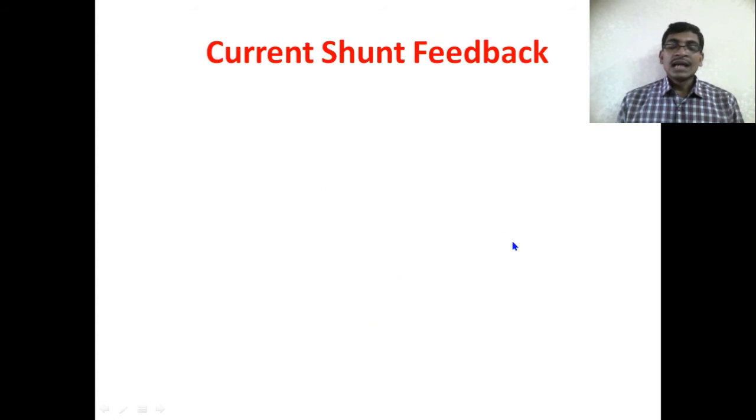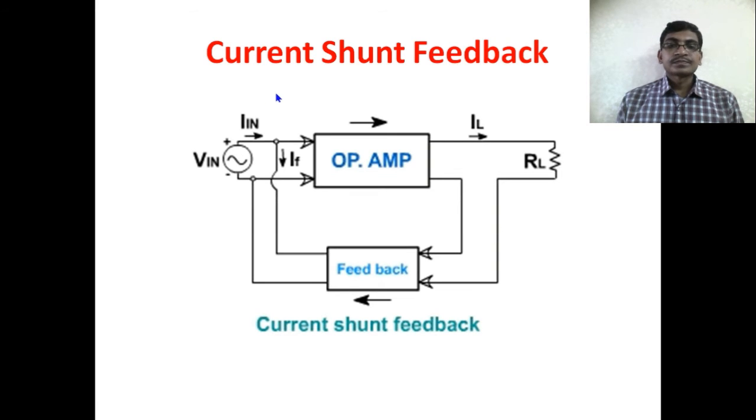So let us see the next feedback configuration, which is current shunt feedback. The word one is a current, so we are sampling the current. How can we sample the current? By using the series connection in between the load and feedback section. If load and feedback sections are in series configuration, then the same current IL will flow. Therefore, we can capture the load current IL.